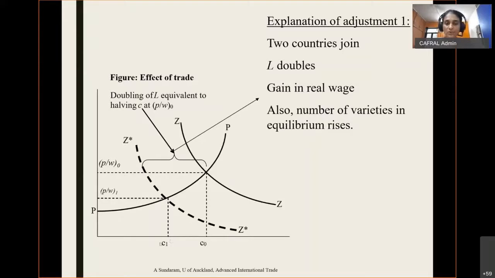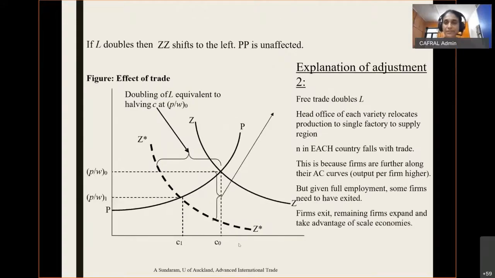So C naught goes to C1. We know what happens, right? We have discussed this. When the consumption of each variety goes down, the number of varieties in equilibrium is going to go up, right? So that's your other gain from trade. So let's take one at a time.